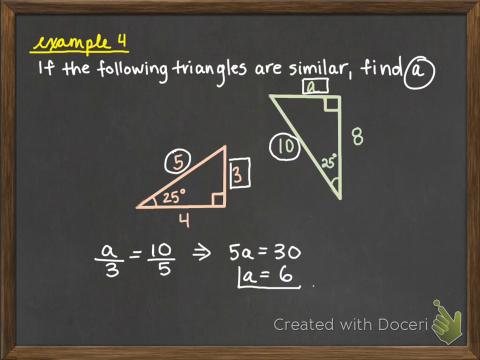Now, I also could have figured this out by just seeing that each of these side lengths in this bigger triangle is just kind of scaled up by a factor of 2. For instance, we have 4 here, we have 8 here, we've got 5, and we've got 10. So if I recognize that immediately, I could have just multiplied 3 by 2 to get that A was 6.